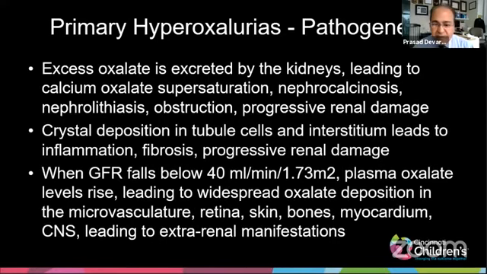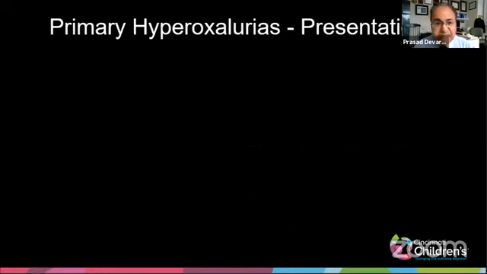And when the GFR falls below 40, that's when the real trouble starts, because then plasma oxalate begins to rise when the GFR falls below 40. And the kidney cannot excrete the high plasma oxalate load anymore. Once plasma oxalate starts to rise, you get widespread oxalate deposition in the microvasculature of all organs. And the ones that are most affected are the eyes, the skin, the bones, the myocardium, and CNS. And that's what causes all the extrarenal manifestations of primary hyperoxaluria that pediatric nephrologists hate to see.